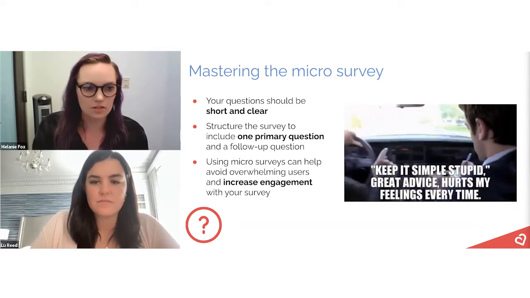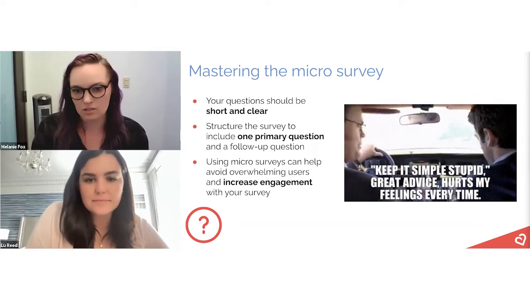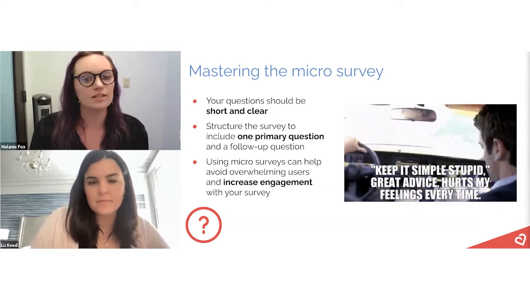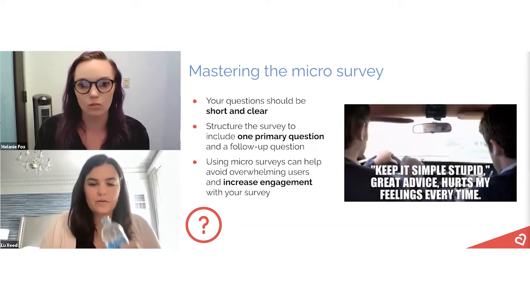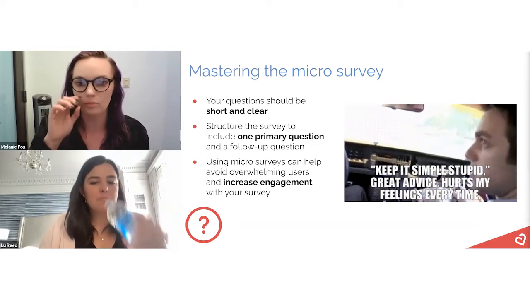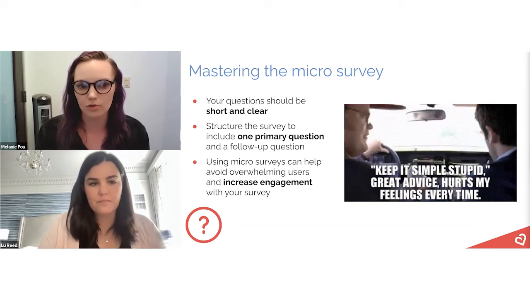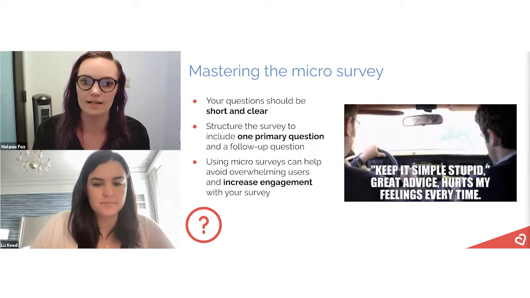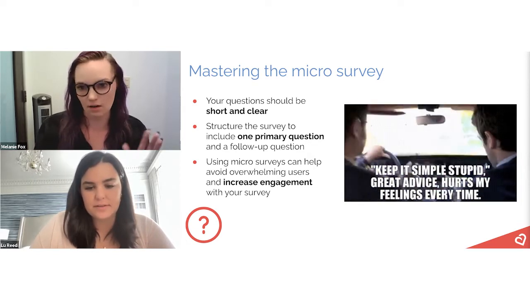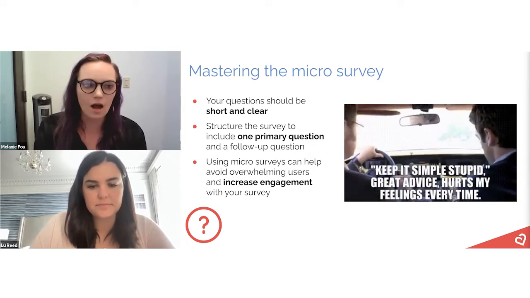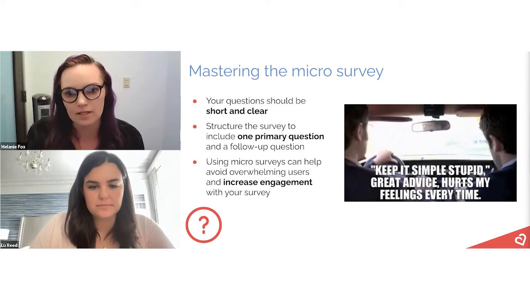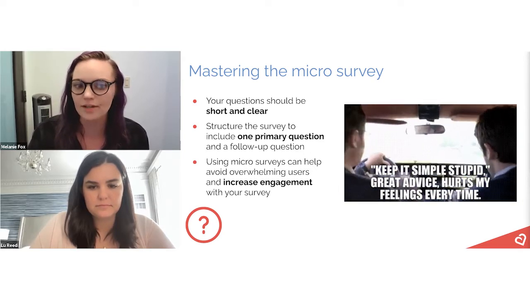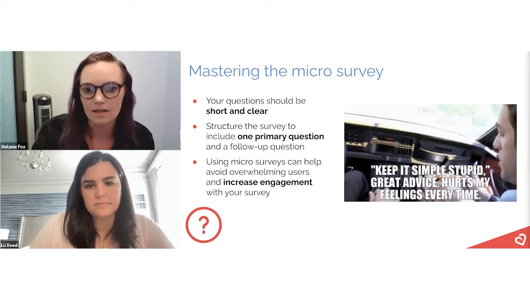So some tips and tricks that we have here. Your questions should be short and clear. It's recommended that you structure the survey to include one primary question and one follow-up question. And in a lot of instances, that follow-up question is open-ended, which gives you really, really good qualitative data that you may not get if you just said, I'm just going to ask one question, right? And then finally, using micro surveys can help avoid overwhelming users and ultimately increase engagement with your survey and with your product at the end of the day.